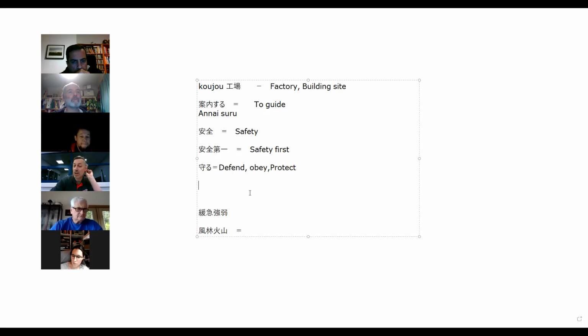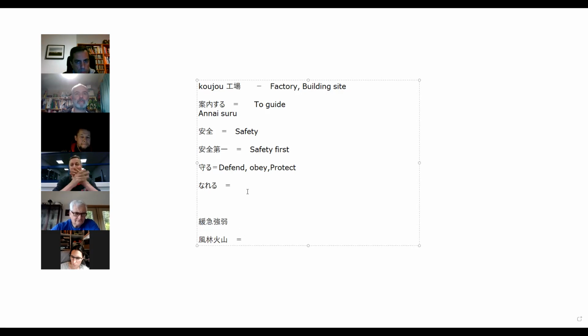I also wrote down nareru. Nareru. To get used to. Oh yeah, I remember that was in there, wasn't it? I wrote it down because I didn't understand it on Sunday. Nareru. To get used to. Everybody got notes? Okay, let's go again.